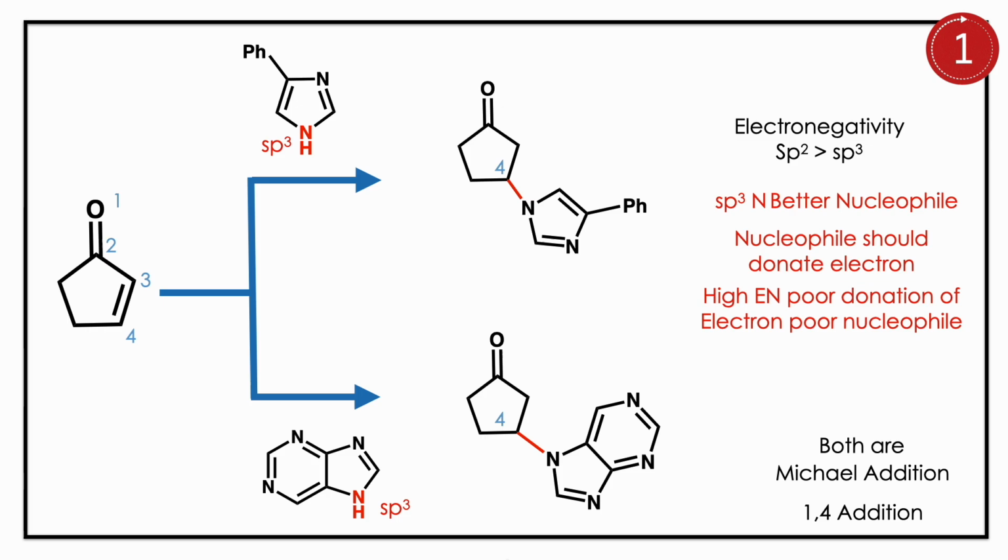You have the final Michael product in both cases. In the first case, only one sp3 nitrogen is there. The imidazole moiety attacks, and you have a new C-N bond. In the other case, also only one sp3 nitrogen is there. It attacks, and you have the final product. So the concept you outline here is that the hybridization of the nucleophile is important. The less electronegative nucleophile attacks, and you have the final product.